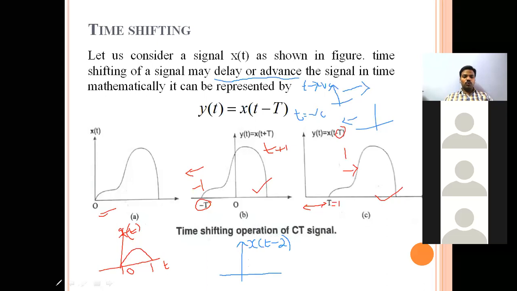T minus 2. See here. This signal is basically defined only from 0 to 1. This is an interval 0 to 1. But you are asked to draw the same signal by considering a delay of 2 units. Now, let us discuss how the shape of the waveform looks if you delay the same signal by 2 units. Now see here.